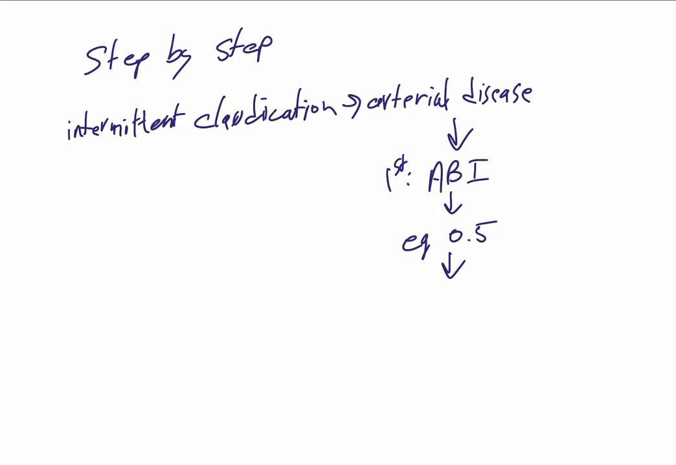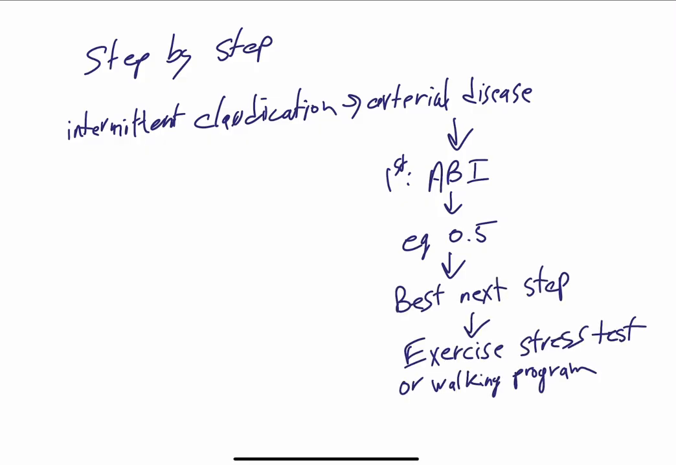So what they may do, you may get a patient with intermittent claudication. Think of arterial disease. This is the first step, which would result in ABI. If the ABI is already given to you at, let's say, an ABI of 0.5, the next step is an exercise stress test to determine tolerance. If they don't give you the option of exercise stress test, then you prescribe a walking/exercise program.